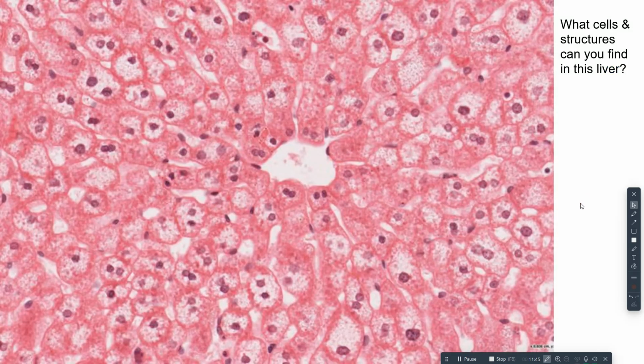So here is another close-up view of the liver. I'm like right in the middle of the lobule here. So if I'm in the middle of the lobule, what is this guy? This is, of course, going to be a central vein. And all of these cells here, they are all hepatocytes. Then the spaces in between them, I could be reasonably certain that these are sinusoidal capillaries in here.